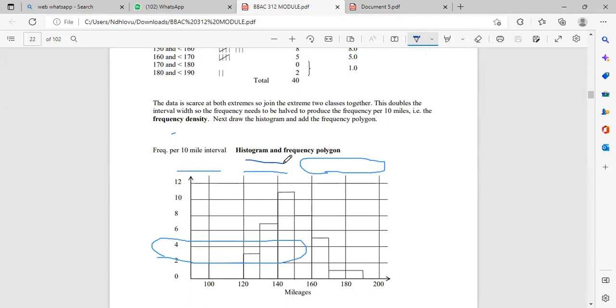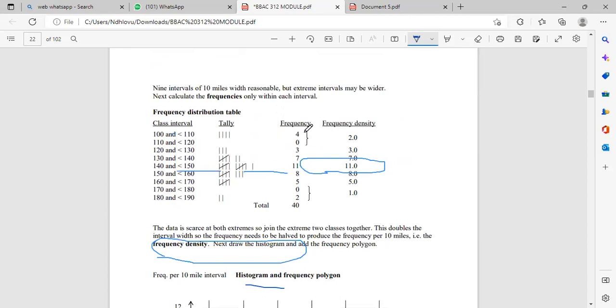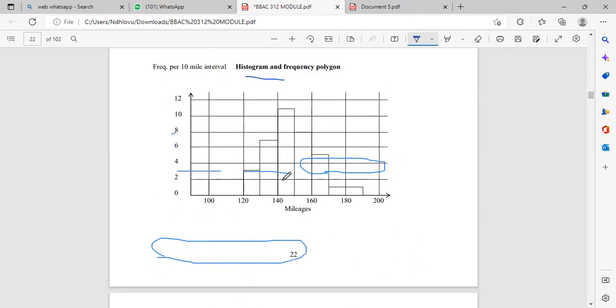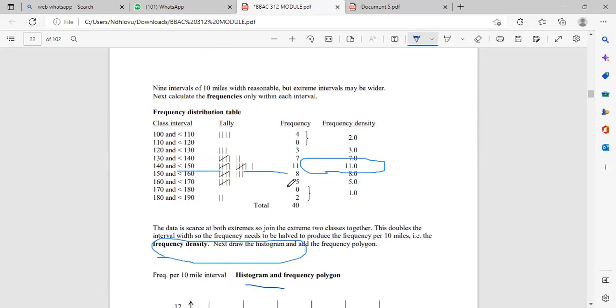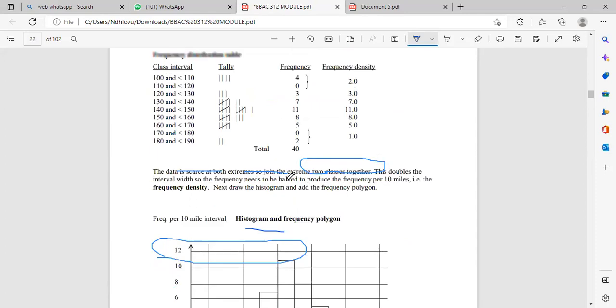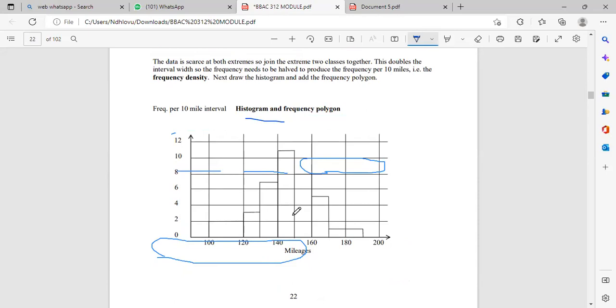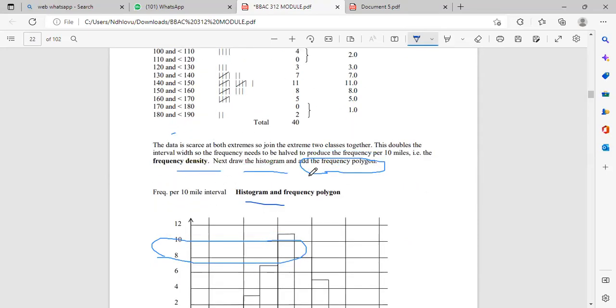So for the histogram, from the first one, we have 100 and less than 110. So we have the mileage and the frequency here. The histogram will be drawn without spaces in between. So 100 and 110 was supposed to be 4. All right, so we are getting these figures that are supposed to be there.